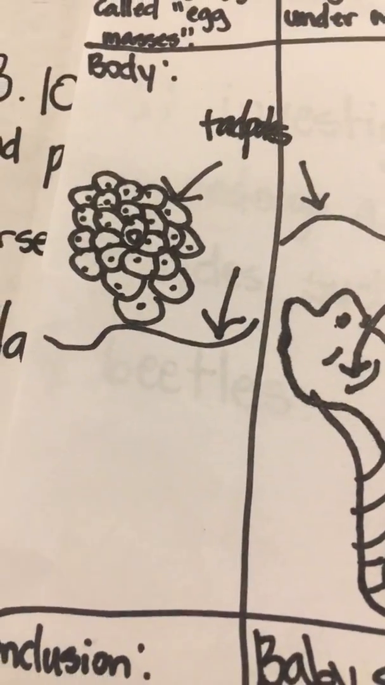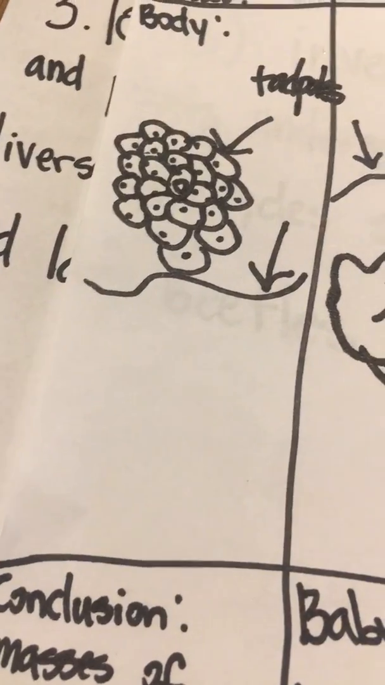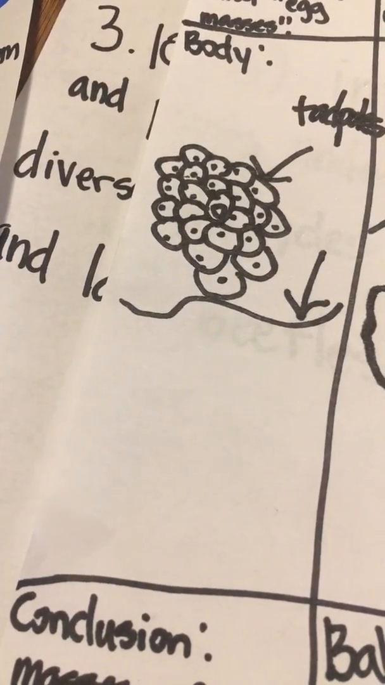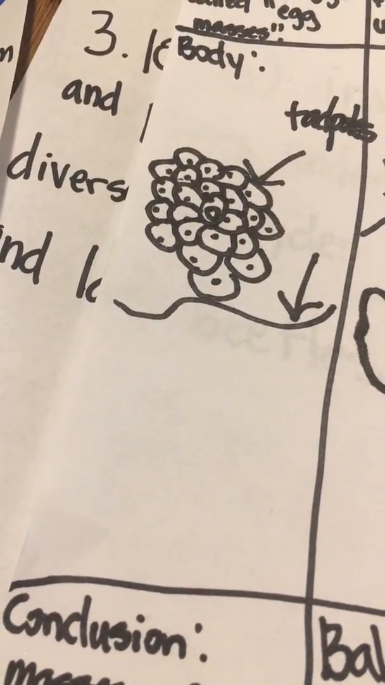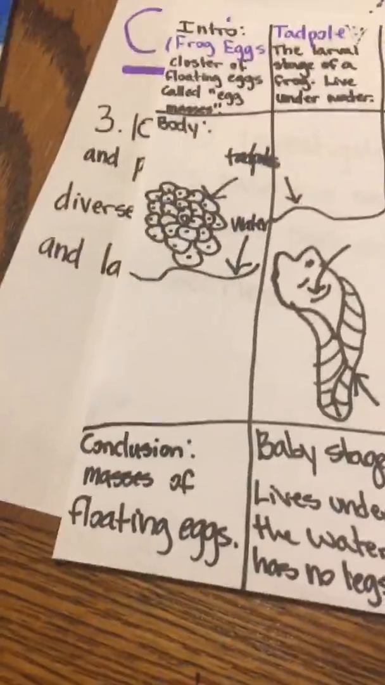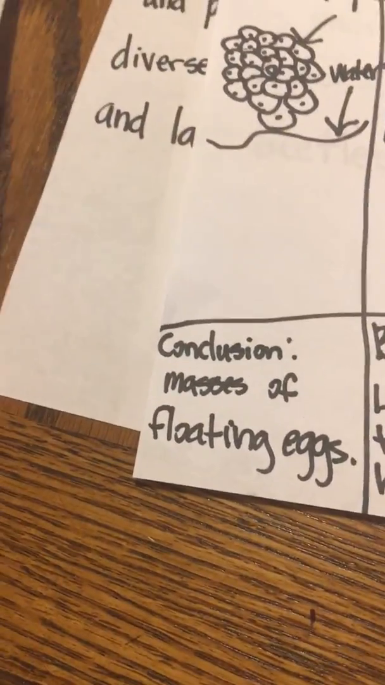If you haven't labeled yet, go ahead and draw an arrow to the egg and put tadpoles. Now, why would Miss Wilhelm have an arrow pointed right here? Oh, you are right, because a frog egg is a cluster of floating eggs. What does it mean to float? Very good, it does mean on top of water. So we would label it water. And then we would go to the conclusion. We want the conclusion just like the description in our introduction, but in our own words. Miss Wilhelm is going to put masses of floating eggs. You put what you would like to put in your own words.